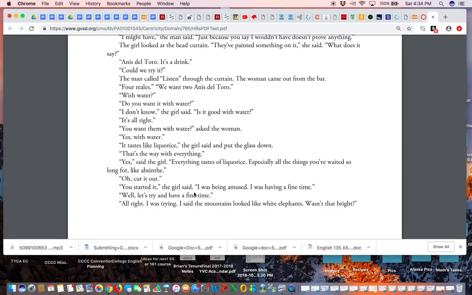And just, if you're not familiar with it, anise is a spice, and it is a licorice-flavored spice, and so this is kind of a licorice-flavored liqueur. Later, she's going to mention absinthe, which is a strong drink. It actually has a hallucinogenic effect, so you can't really find it in the U.S., but you can find it in some places in Europe.